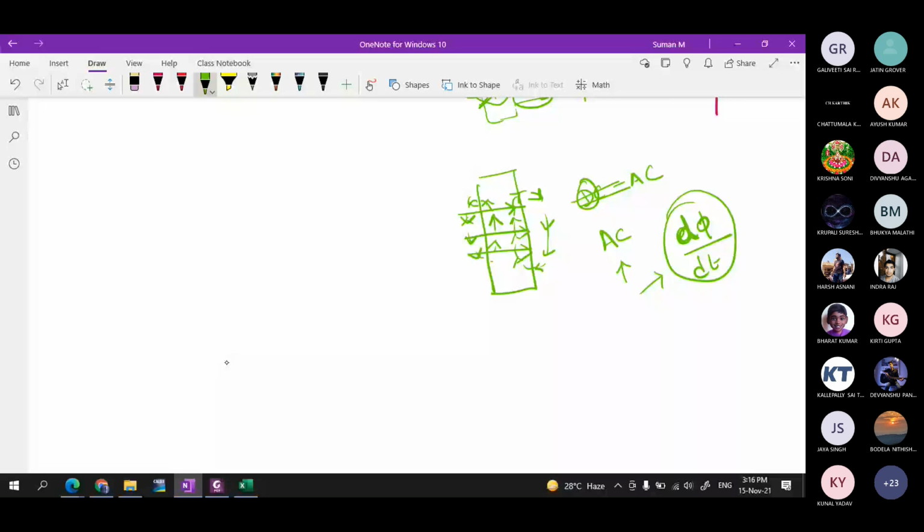So in order to have EMF induced, you need to have alternating current rather than DC current, because if DC current is there, then constant flux will be there. Because of that, you cannot induce some EMF. Now we'll go back again.